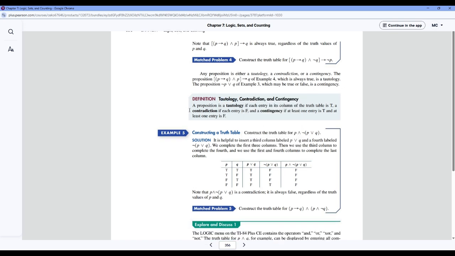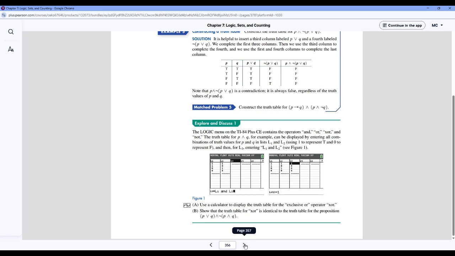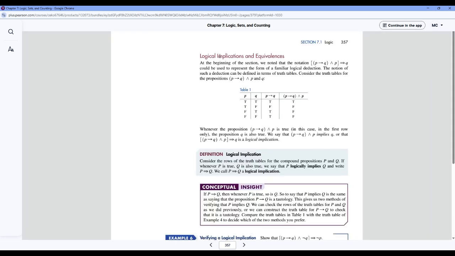Tautology, contradiction, and contingency. A proposition is a tautology if every entry in the table is T, a contradiction if each entry is false, and a contingency if at least one entry is true and one entry is false. All right, so I'm just going to go through that. Cool. Logical implications and equivalences.